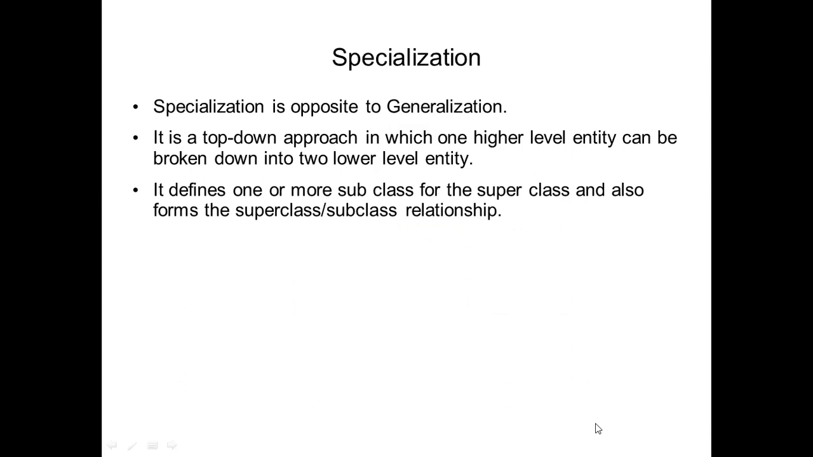Next is specialization. This is totally opposite of generalization. As generalization is bottom up, this is top down approach. Here, one higher level entity can be broken down or divided into two lower level entities. It defines one or more subclasses for the superclass and also forms the superclass subclass relationship. Means superclass can be divided into multiple subclasses and the relation between subclasses and superclass can be created. We will see the example.